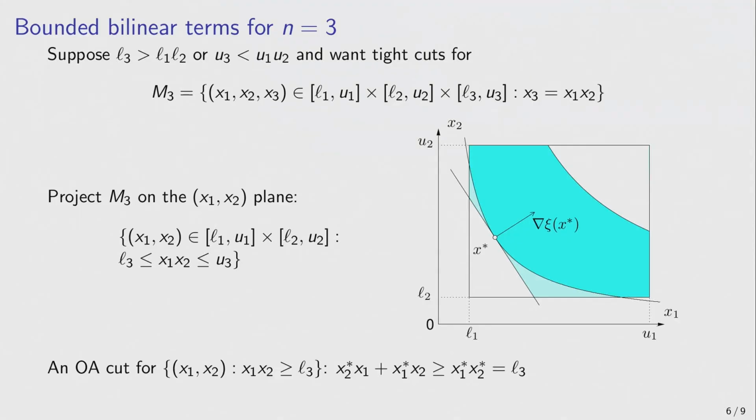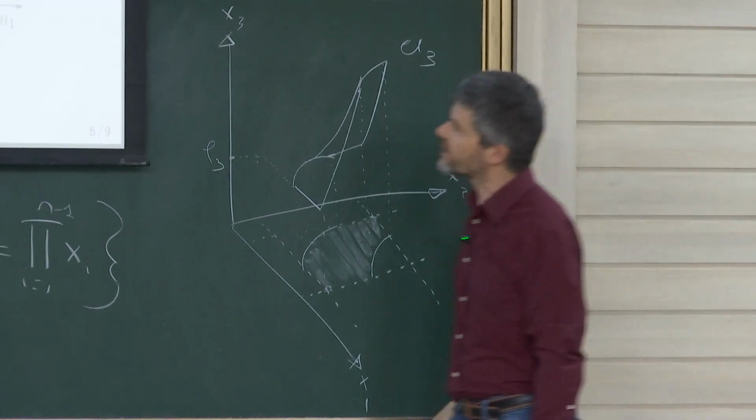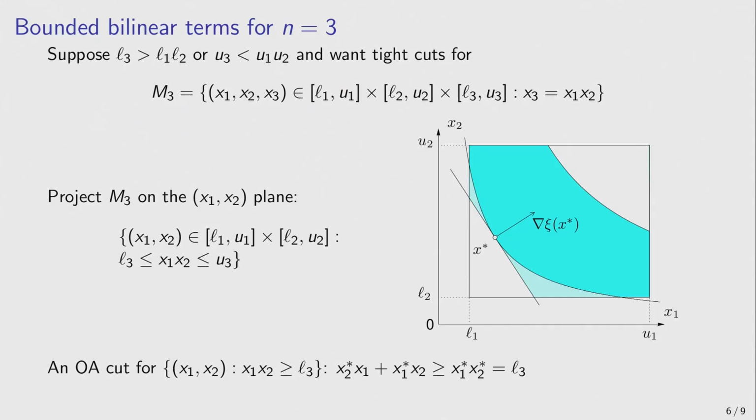So what happens now? What are we doing here? Let's take into account this two-dimensional drawing and then this very bad three-dimensional drawing. What we just did was take a point x star on the boundary of this set and write an outer approximation cut on it. The outer approximation cut will just give you this lighter blue area, which is obviously a superset of this feasible area, right? In 3D, what does that mean?